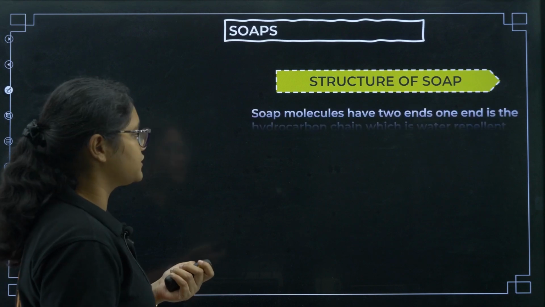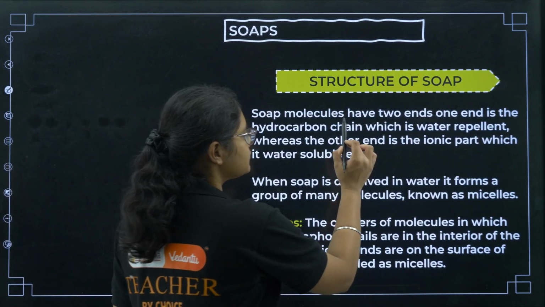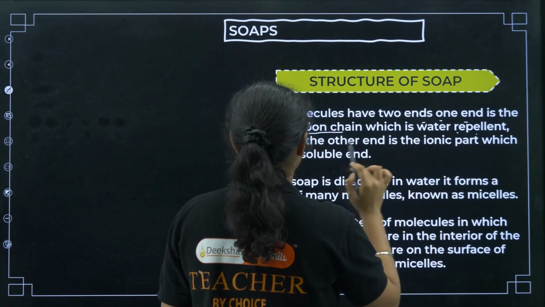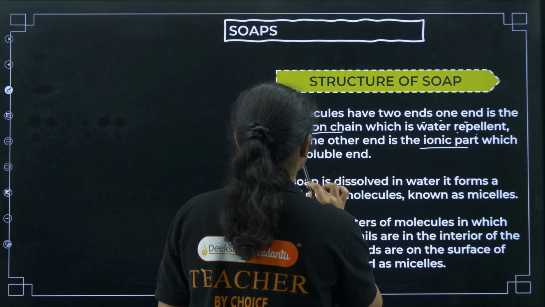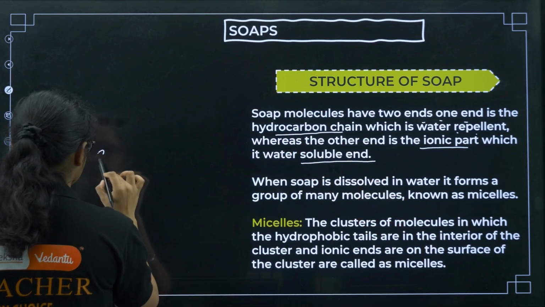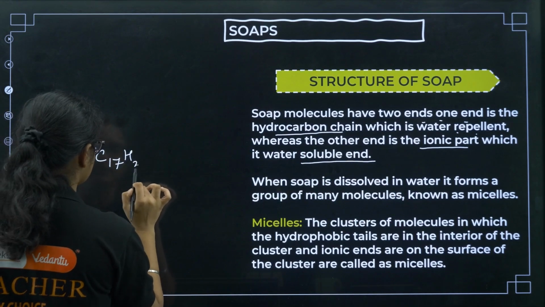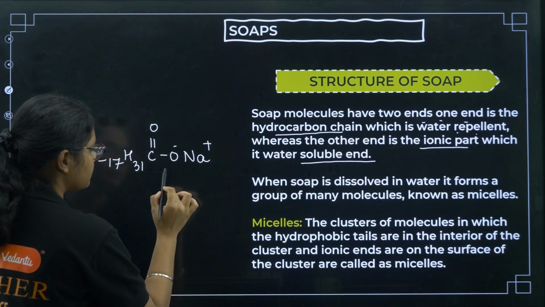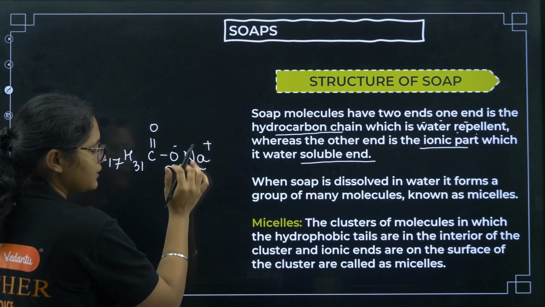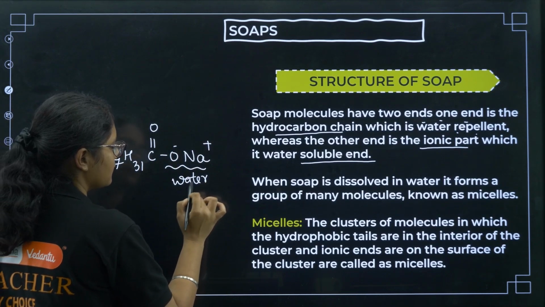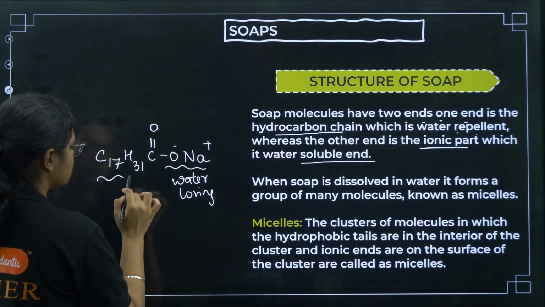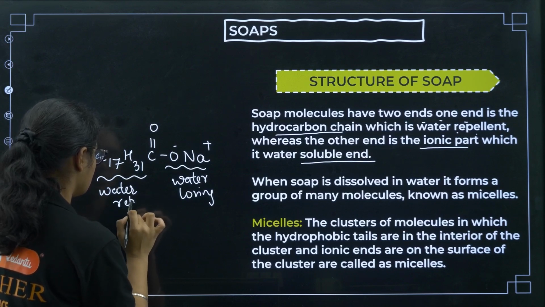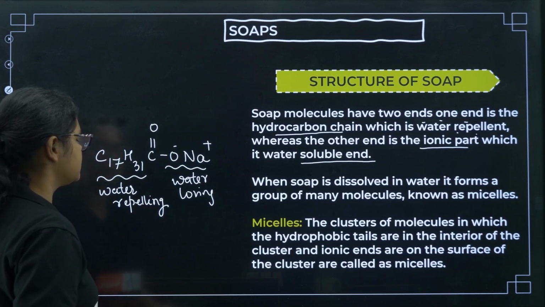Next we have the structure of soap. Soap molecules have two ends. One end is the hydrocarbon chain, which is water repellent, whereas the other end is the ionic part, which is water soluble. If I show you like this, C17H31COO minus Na plus, this part of the soap is the ionic part, the water loving part. And this is the plain hydrocarbon, which is water repelling.